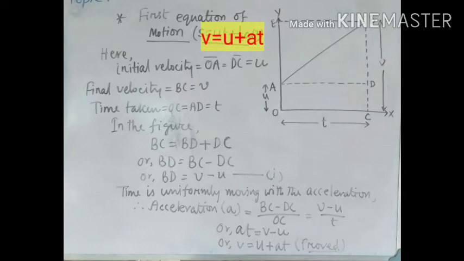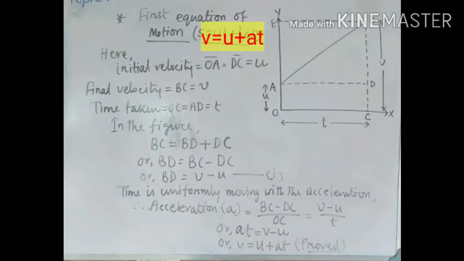First of all, we have to take DC equal to BC minus BD. If you want to take out only DC, then you have to subtract BD from BC. Then interchanging the places, BD equal to BC minus DC, and we know that BC is the final velocity, whereas DC is the initial velocity. It means BC means v, DC means u, so BD equal to v minus u. That is number 1.